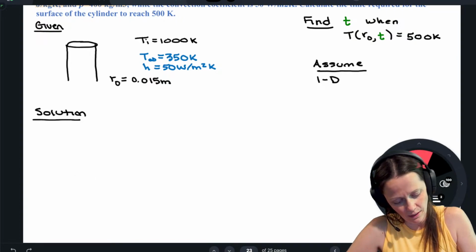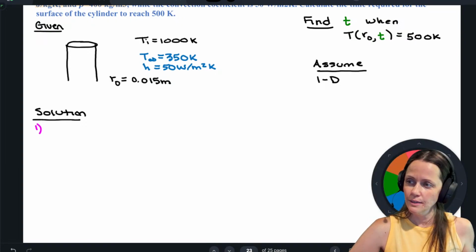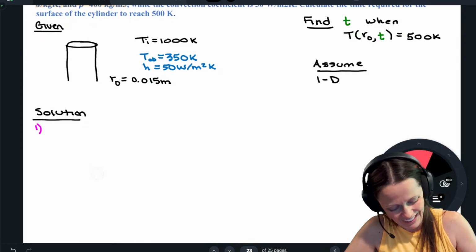Okay, we'll do pink. How's that? A little bit obnoxious, but that's okay.